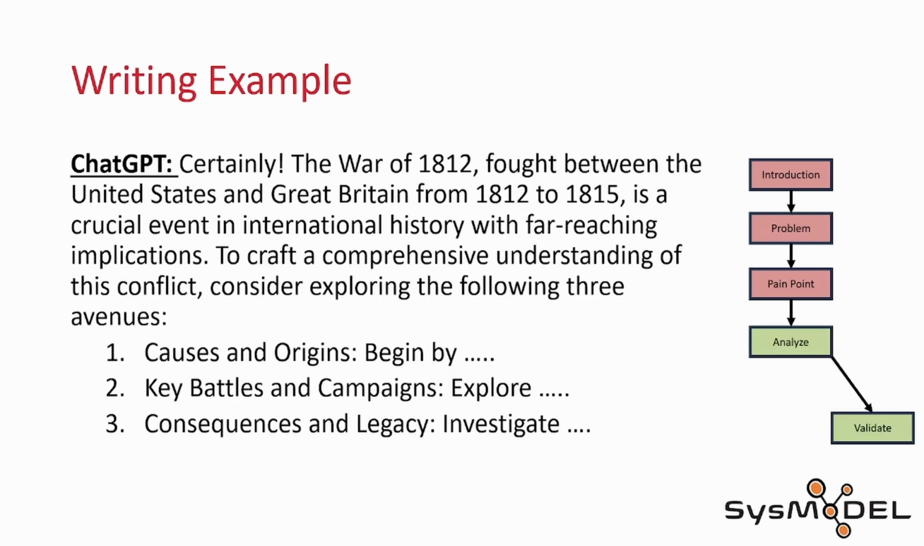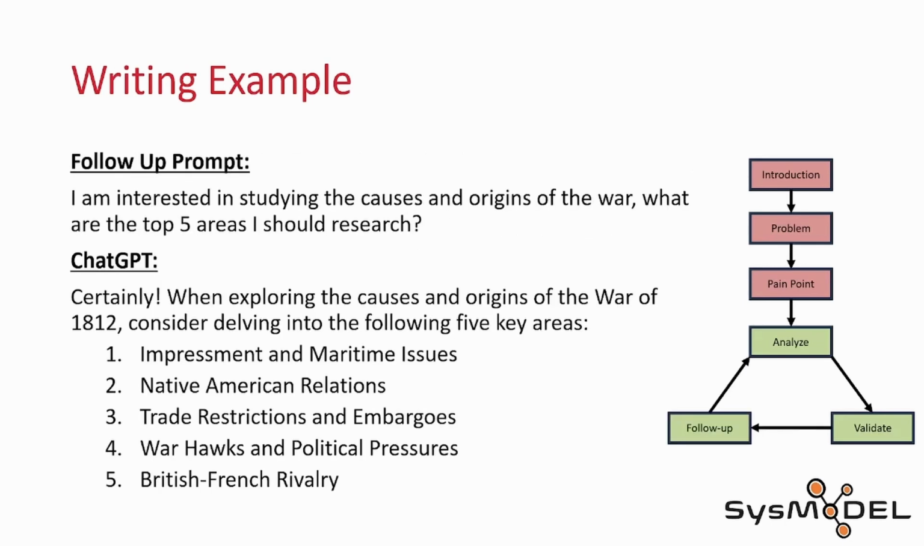Entering this prompt into ChatGPT, we received the following explanation, providing us with a high-level understanding of the War of 1812, followed by 3 avenues to explore. The student can take the key points provided and now cross-reference them with the textbook and alternative internet resources. In this case, the student wants more information about the causes and origins of the war and provides a follow-up prompt to ChatGPT. The result is 5 clear points that can be explored using factual resources.